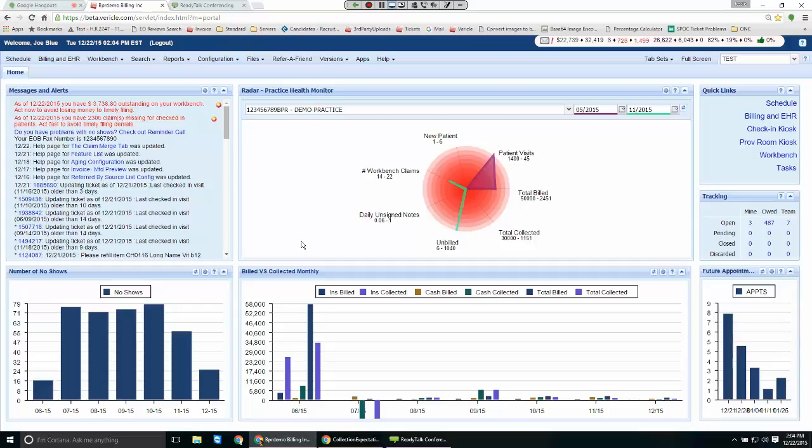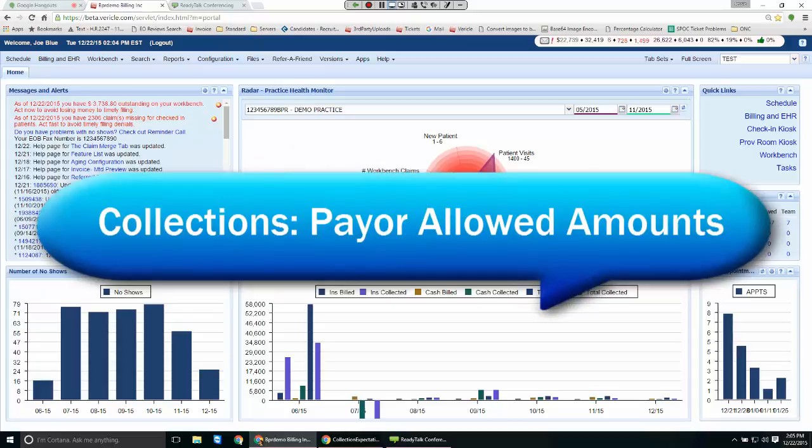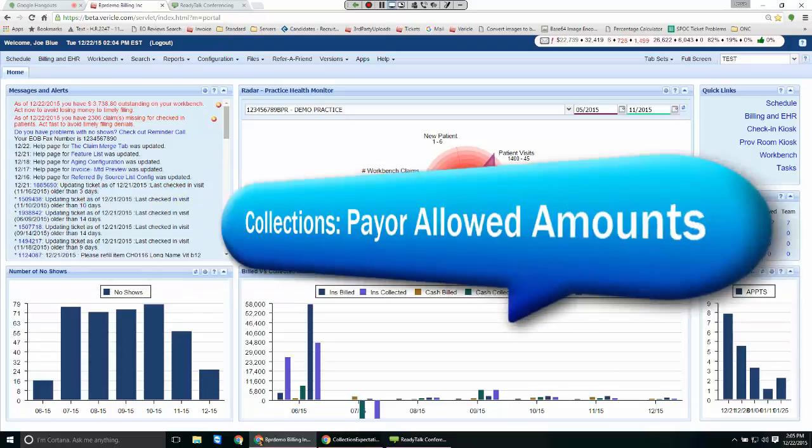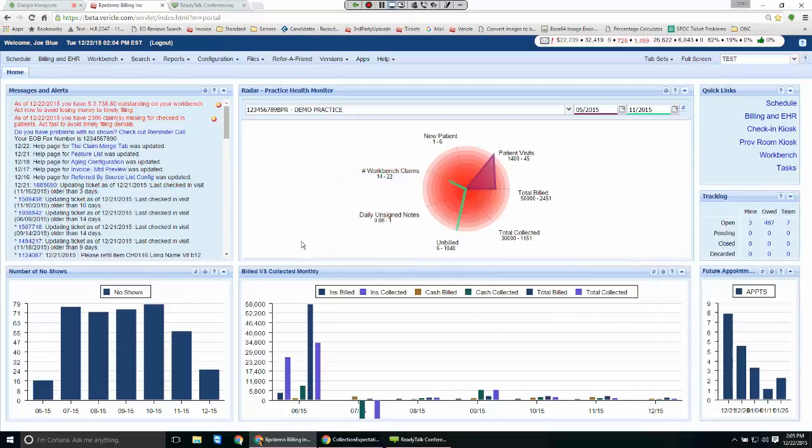We're going to spend about 10 to 15 minutes on our topic today, which is collections, very specific to collections, the Payor Allowed feature in our system, and we'll talk about why that's important, and then we'll open this up to pretty much any type of question that you might have after that.